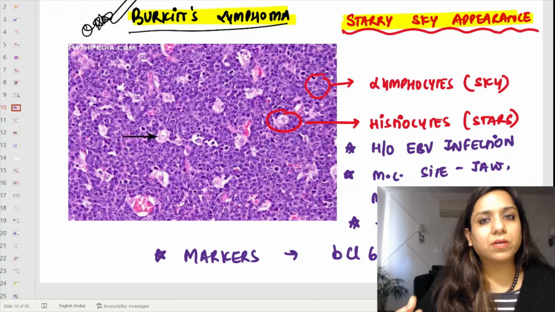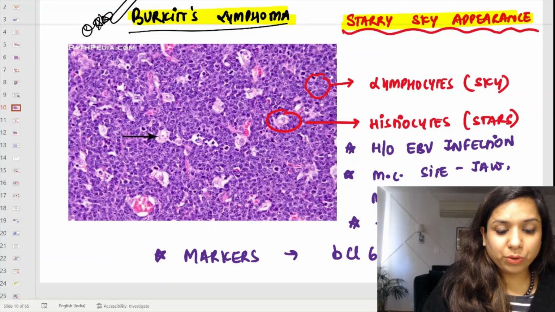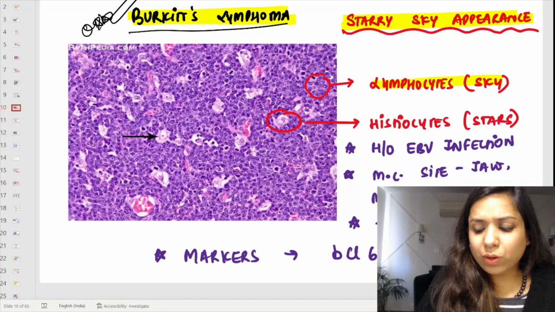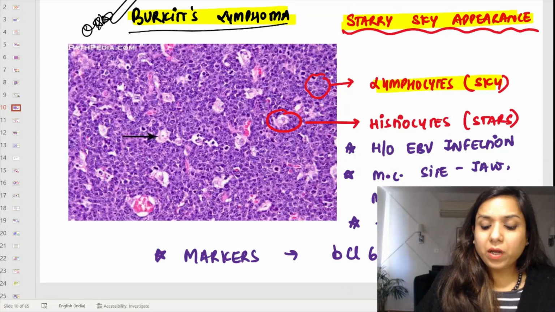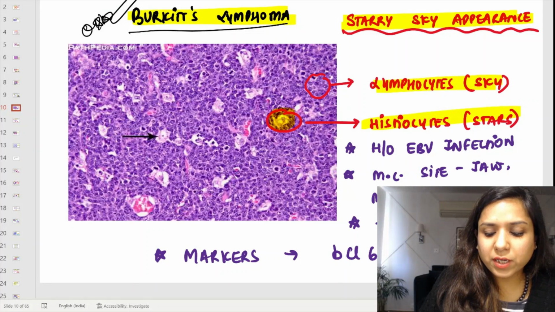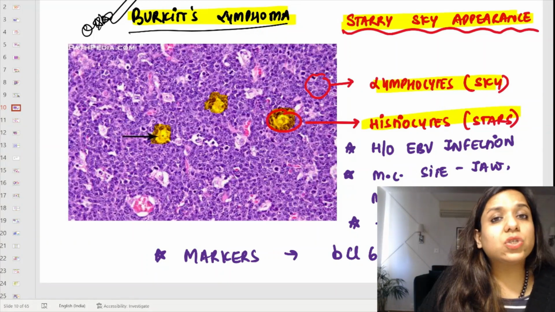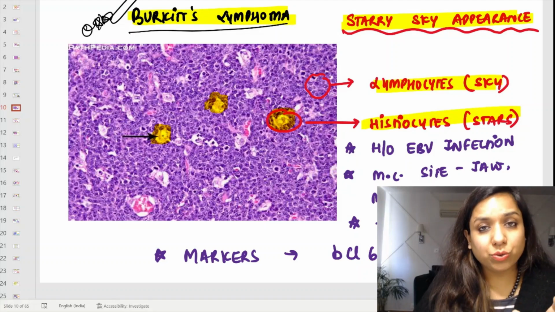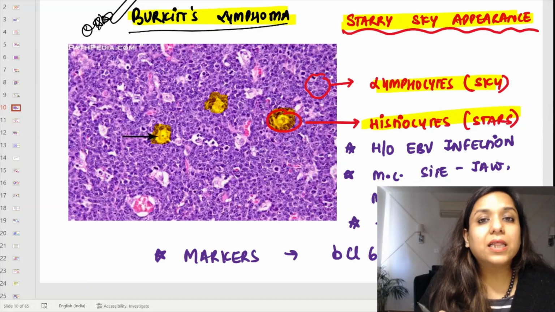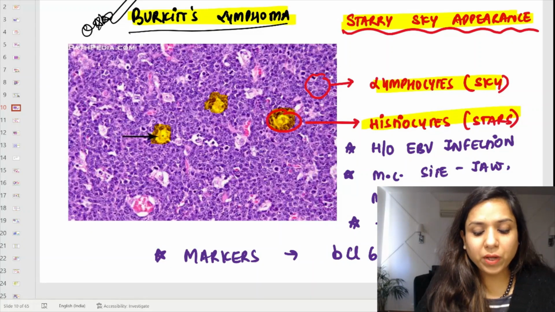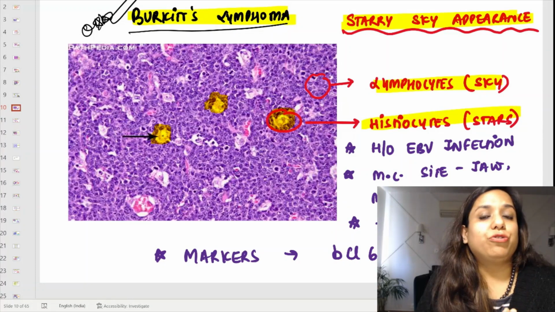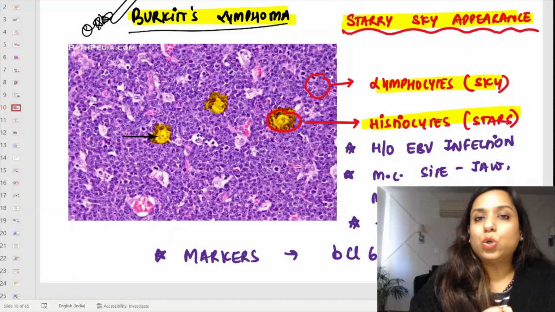Why does this appearance happen? This happens because you have a background of lymphocytes which are bluish in color. So they look like the sky. The sky is blue, right? In contrast, in between them are these tingible body macrophages. Can you people see these? So these tingible body macrophages are also called histiocytes, right? They appear as if in the blue sky of lymphocytes, these stars are twinkling, correct? So that is why this appearance is called a starry sky appearance, which is present in a patient of Burkitt lymphoma. What are the other clues for Burkitt lymphoma?